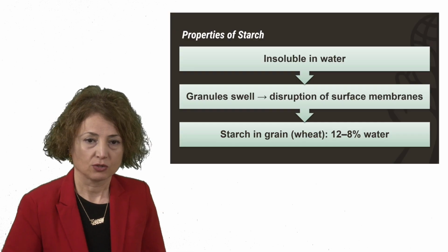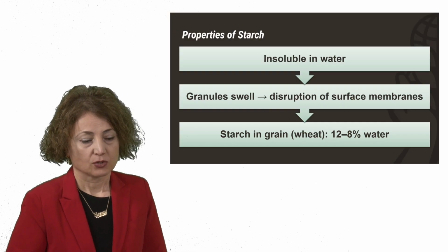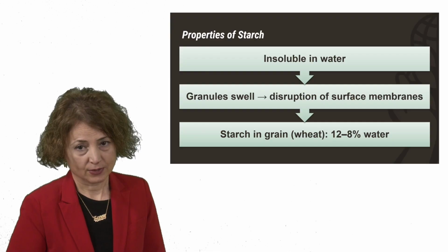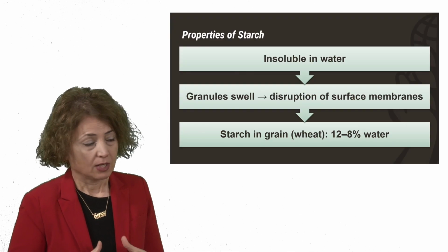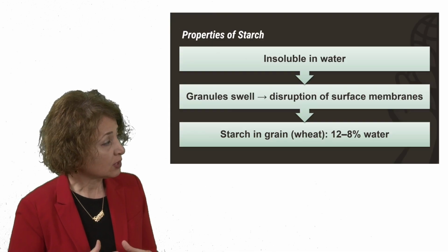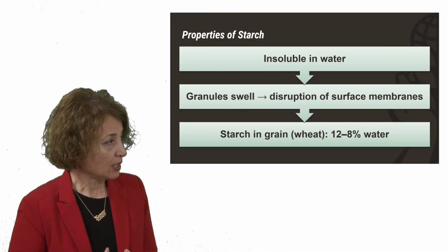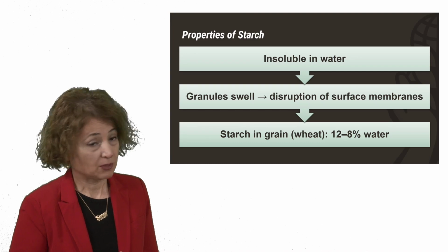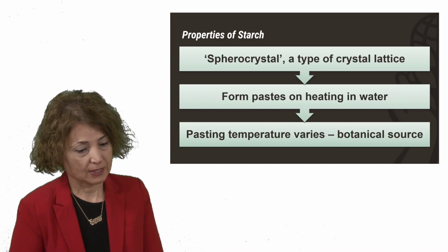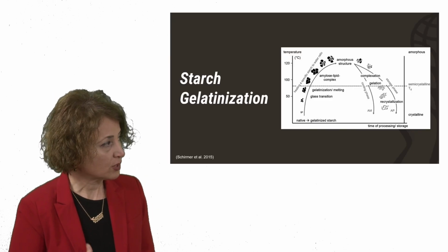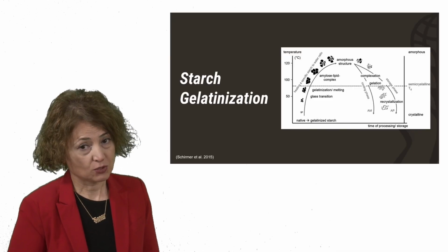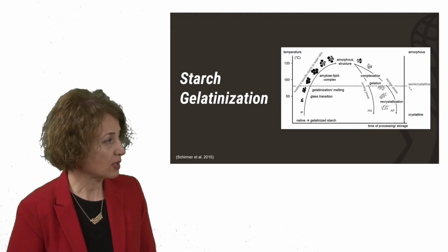Now let's continue more on starch. So properties of starch: we know it's insoluble in water and the granules swell. The starch in wheat grain can actually absorb 12 to 18% of water, but then, based on the stages of the cooking process, we will see some changes in the starch granular structure.